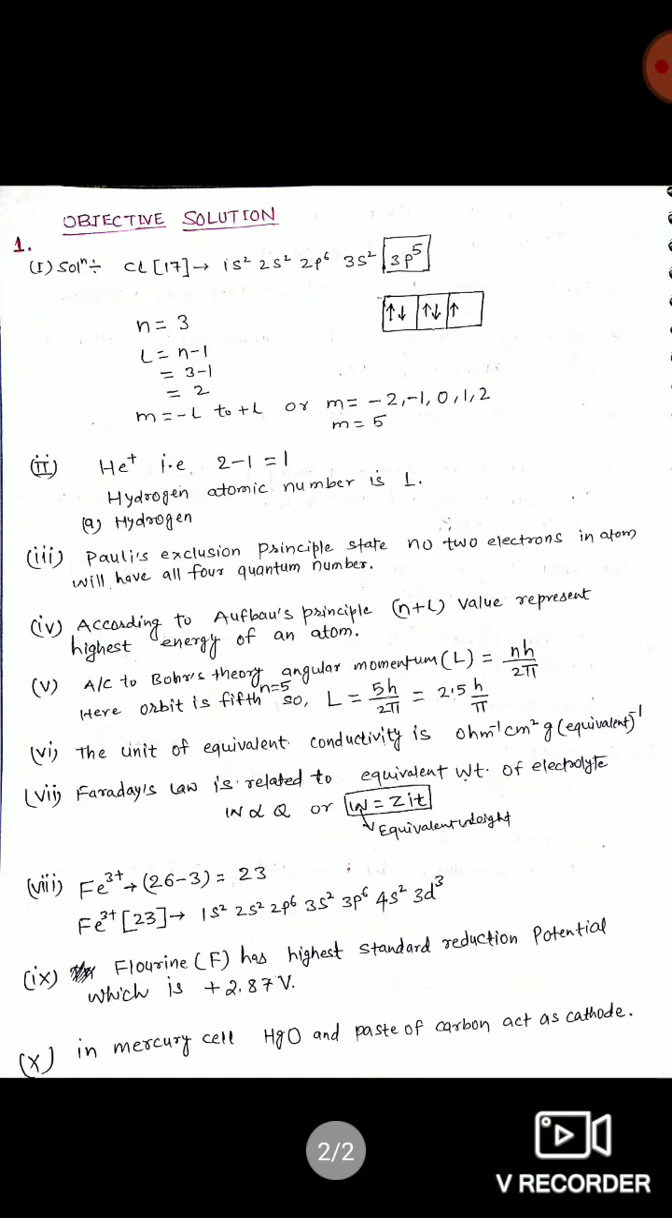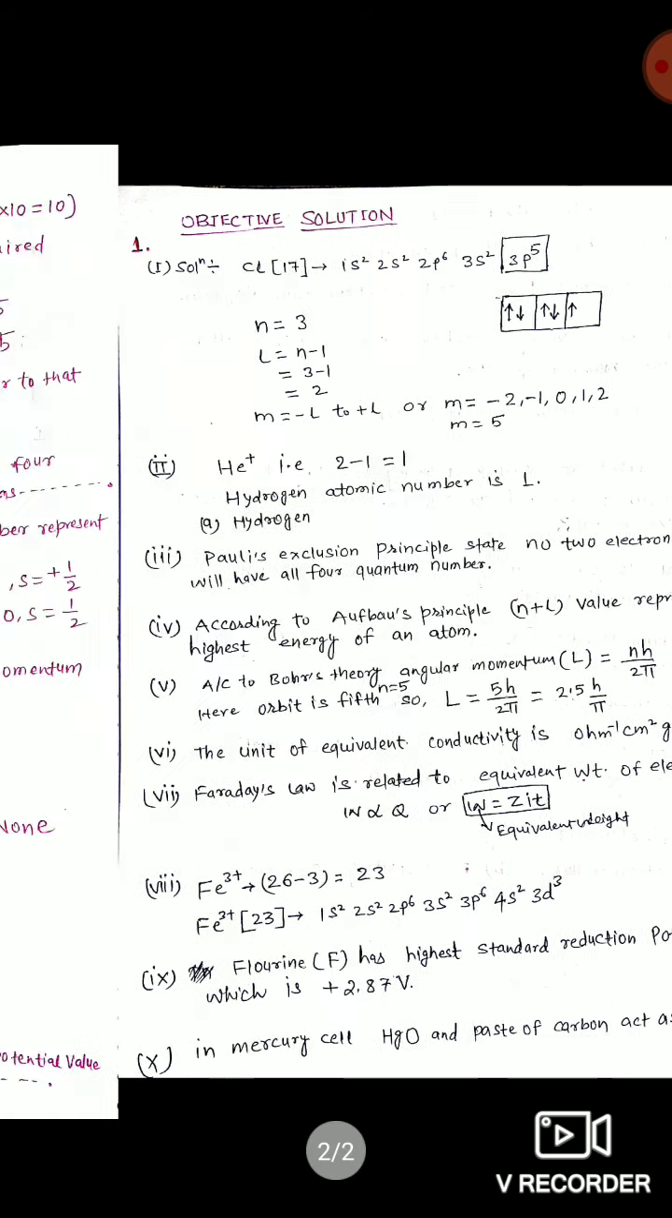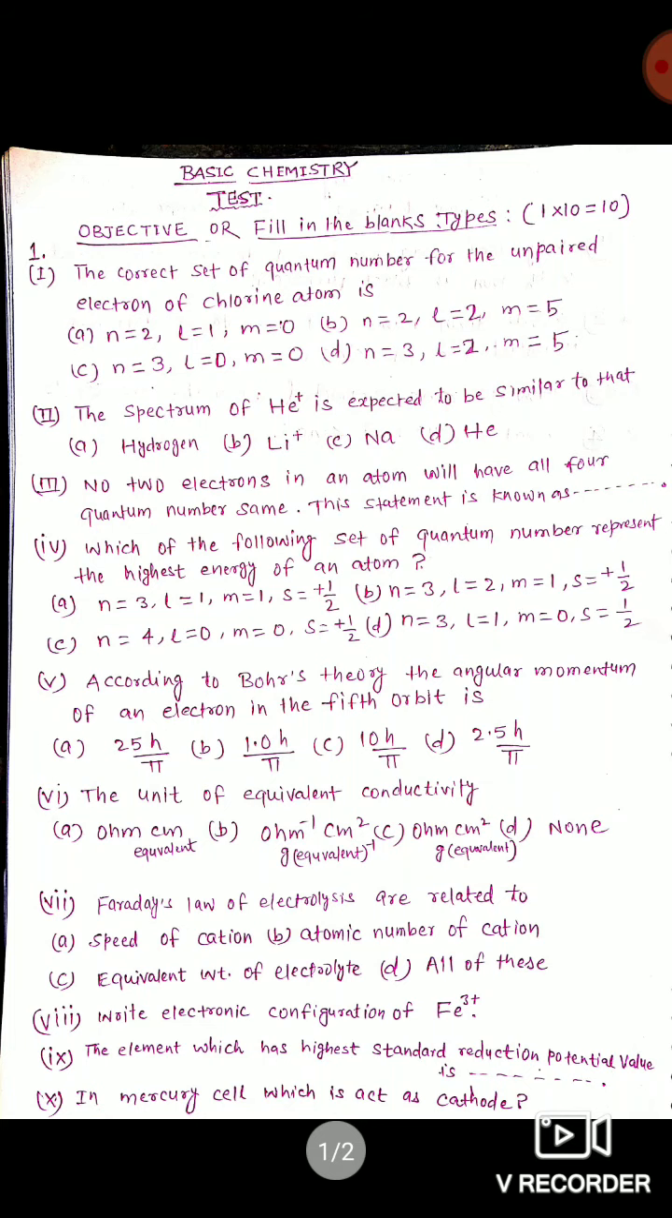So W is proportional to Q, or W equal to ZIt, where W is the weight deposited. So the correct option is C, equivalent weight of electrolyte.